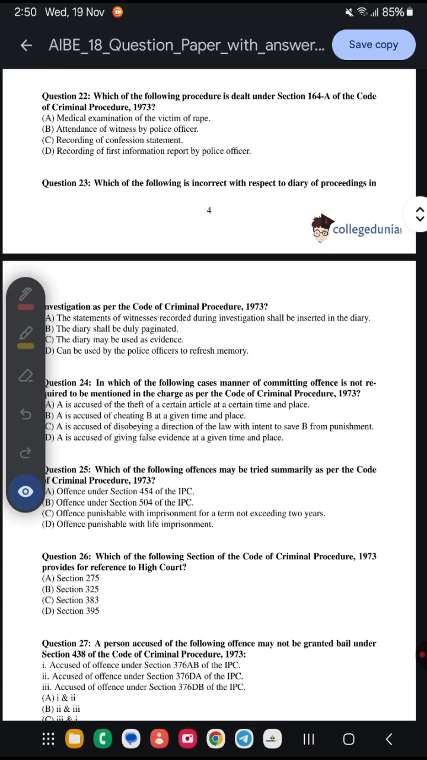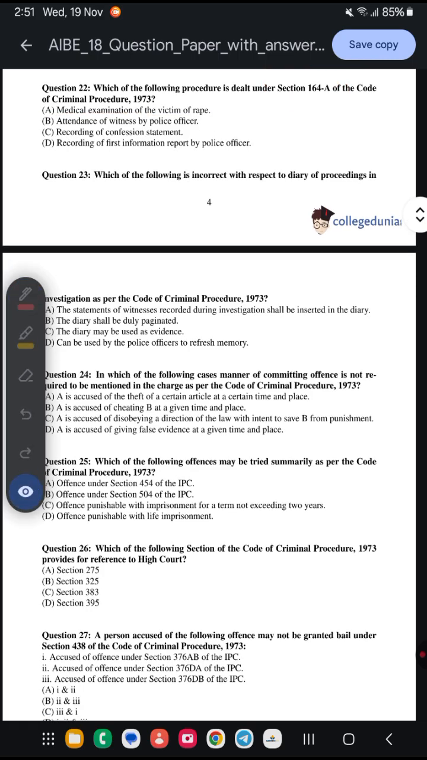Next, question number 22. Which of the following procedure is dealt under section 164A of the CRPC? So open the section 164 and then you will find the answer. The first one, medical examination of the victim of the rape. This is the thing which is provided under this. It actually mandates a medical examination for victim of sexual assault, and it aids in collecting evidences and providing care. So this is the answer. Next question is question number 25.